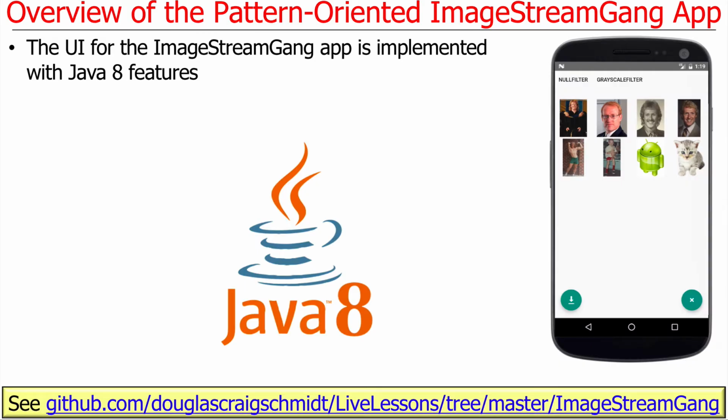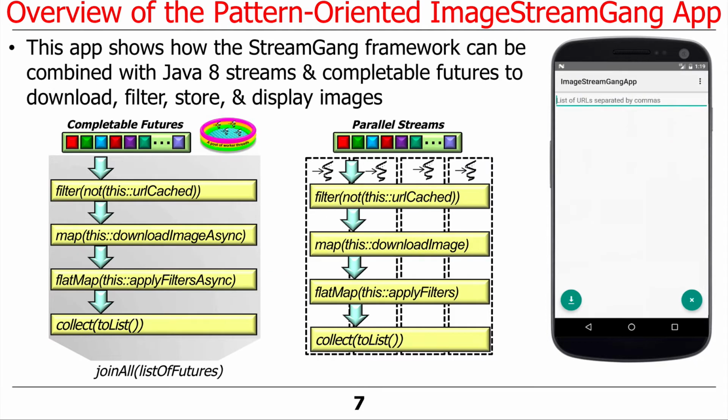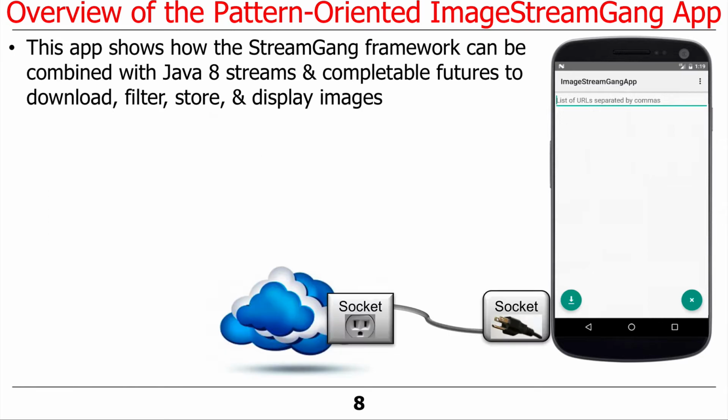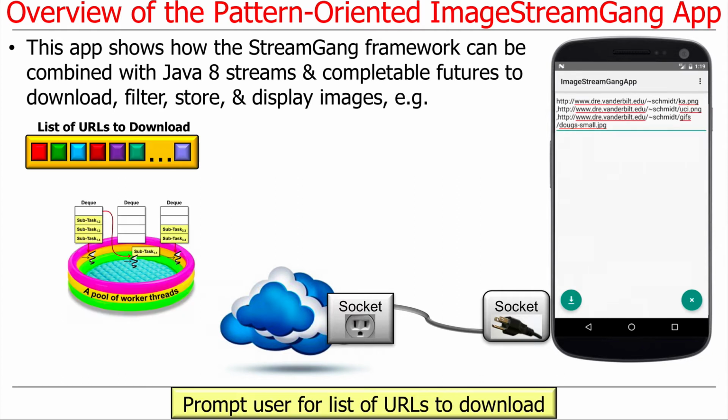The user interface for this app is implemented with Java 8 features. It allows you to use streams and completable futures to download, filter, store, and display images that are retrieved from a remote website or websites based on the URLs that are provided. There's a way of communicating with sockets under the hood, which is not really exposed up to the application. It's pushed down into a library deep down in the bowels of the app.